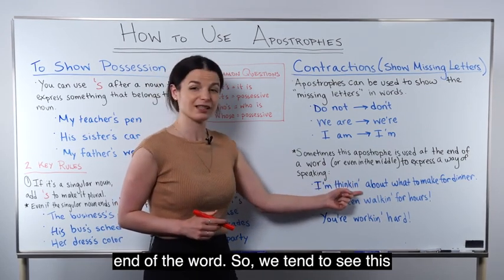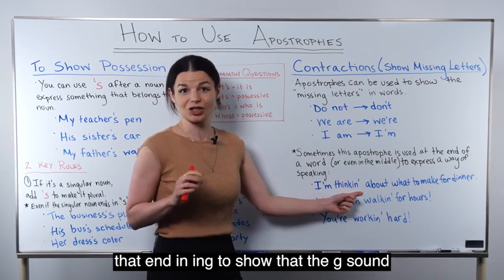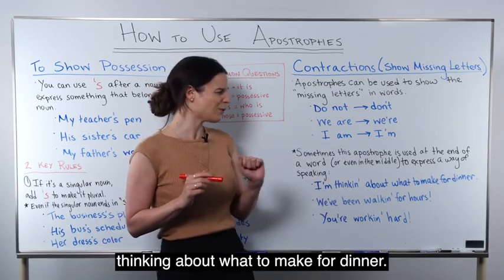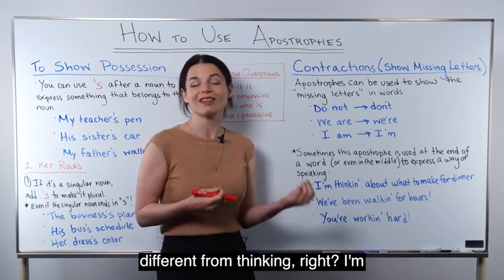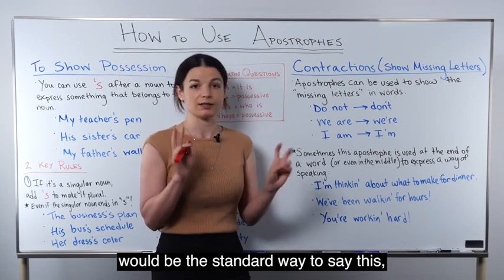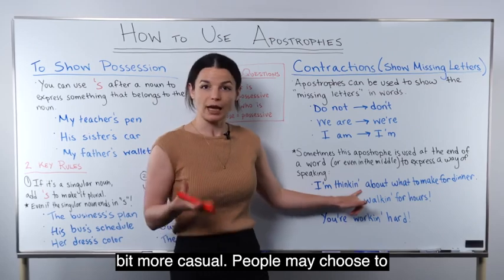So we tend to see this use a lot in ing verbs, actually, verbs that end in ing to show that the G sound is not clearly pronounced. So I'm thinking about what to make for dinner. So this thinkin' is a little bit different from thinking, right? I'm thinking about what to make for dinner would be the standard way to say this, right? But this thinkin' sounds a little bit more casual.